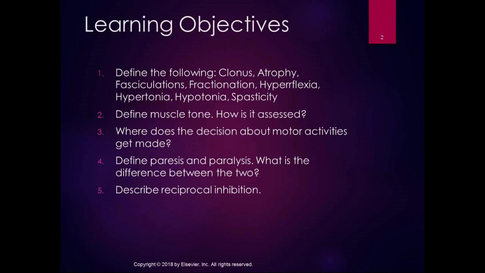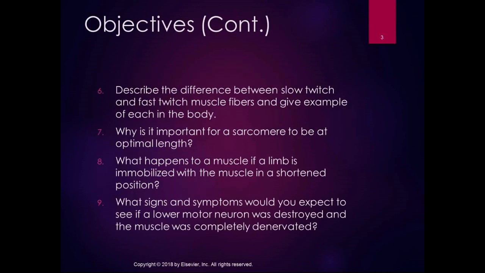What is muscle tone, and how is it assessed in the clinic? Always a good thing to know. Where does the decision about motor activities get made? I want you to be able to define paresis and paralysis, and what is the difference between those two terms. I want you to be able to describe reciprocal inhibition on the neurological level. I want you to be able to describe the difference between slow twitch and fast twitch muscle fibers and give examples of each of them in the body.